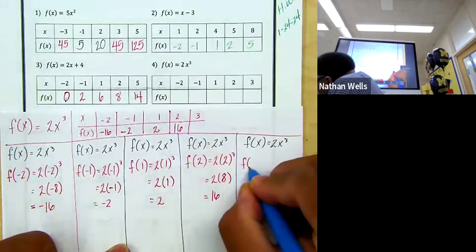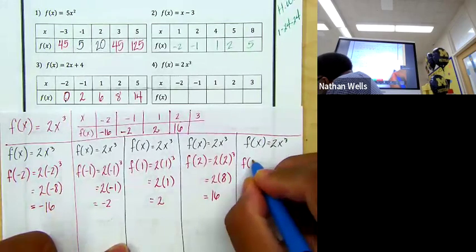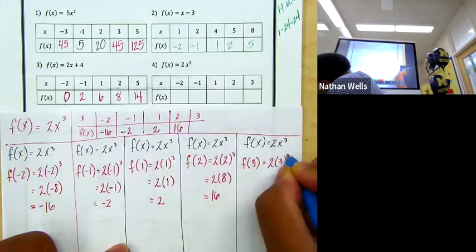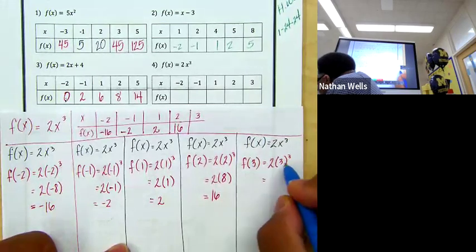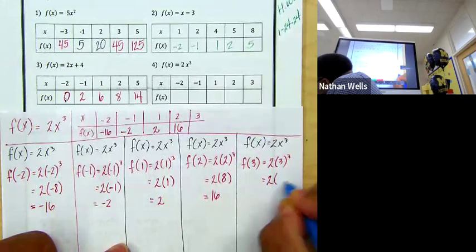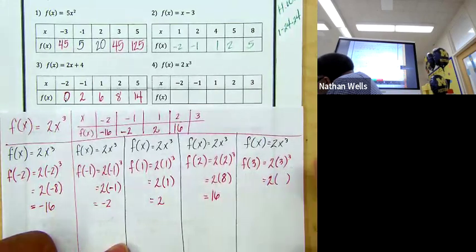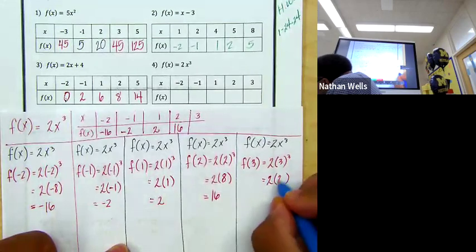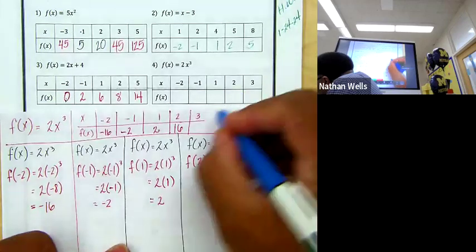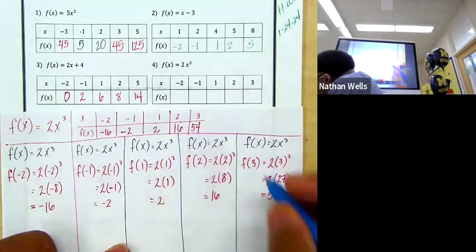And finally, when x is equal to 3, that just means replace the x with 3. And remember, order of operations says do your exponents first. 3 to the 3rd power, 3 times 3 times 3. 3 times 3 is 9, 9 times 3 is 27. And then 2 times 27 is 54.